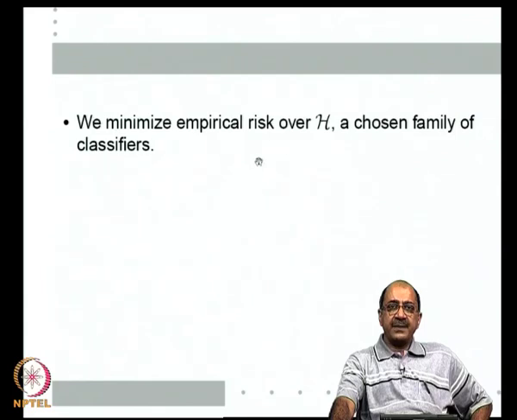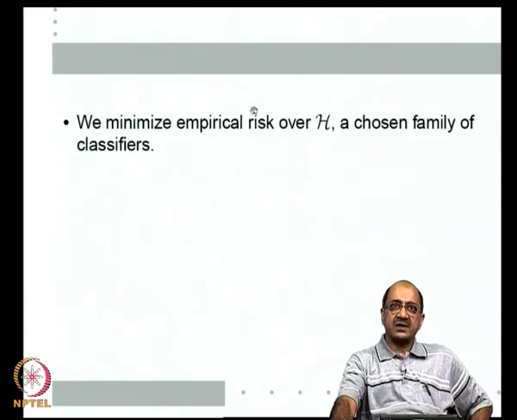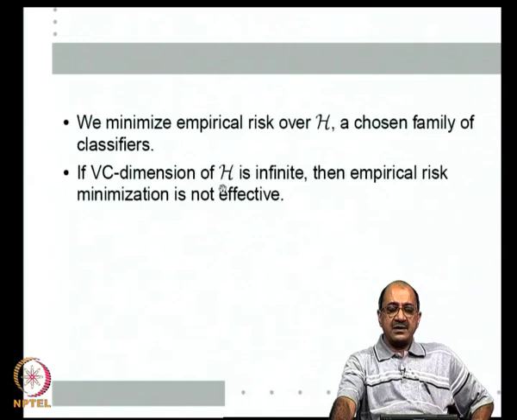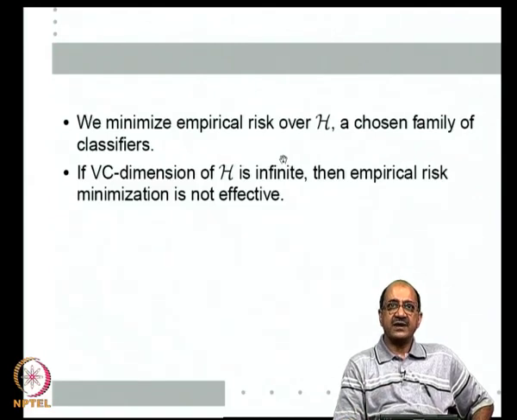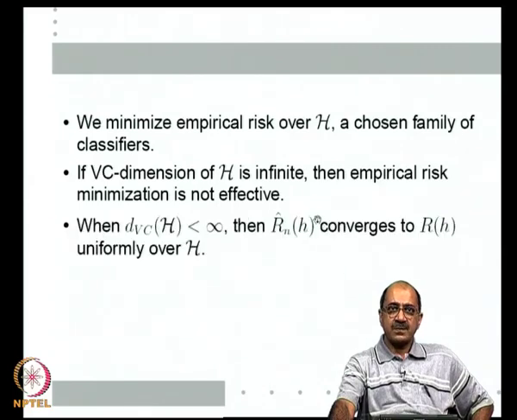Now, we minimize empirical risk over some family of classifiers H, and what we have seen is that if the VC dimension of this family of classifiers is infinite, then empirical risk minimization is not effective. That is, the minimizer of the empirical risk can have true risk that is vastly different from the global minimizer of the true risk.